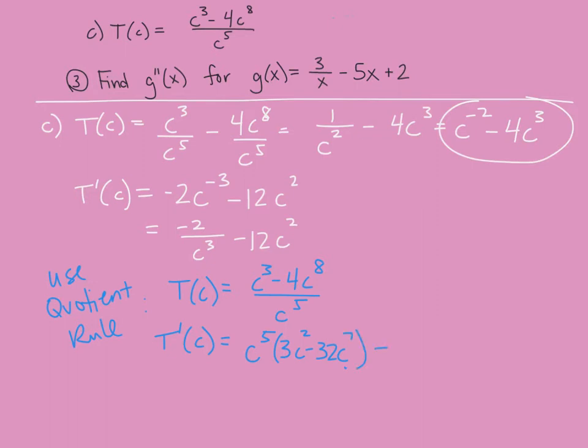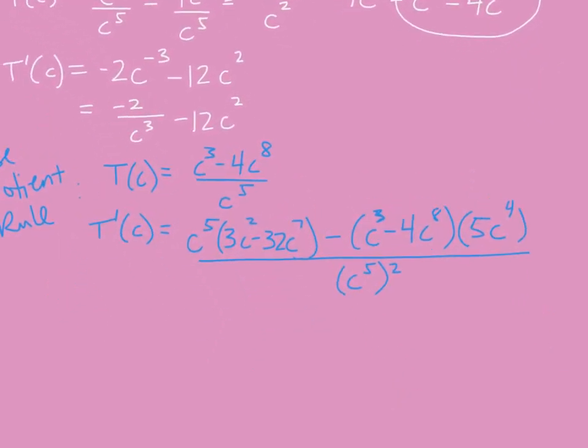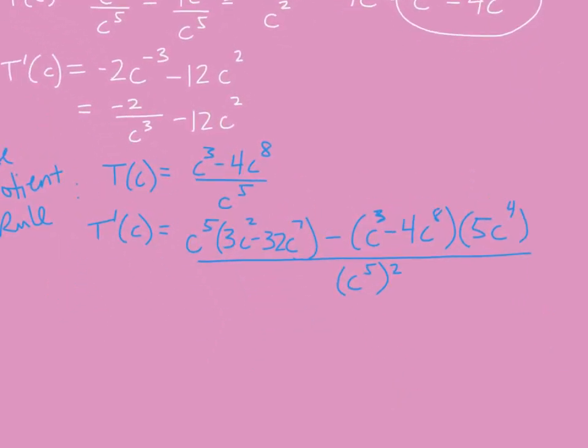Low d high minus high d low. And d low is 5c to the 4th all over low squared, which is c to the 5th, squared, which is c to the 10th. Then when we keep going to simplify this, this part is just all algebra, and we'll distribute the c to the 5th, so we'll have 3c to the 7th minus 32c to the 12th.